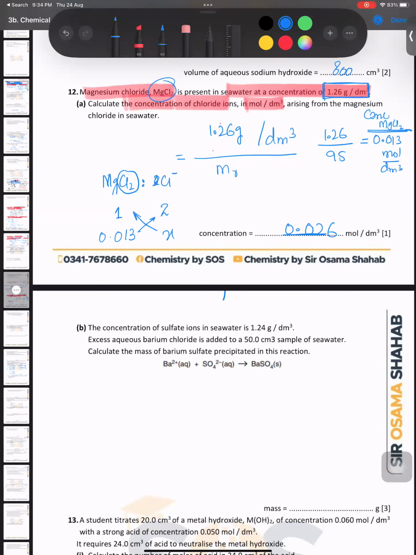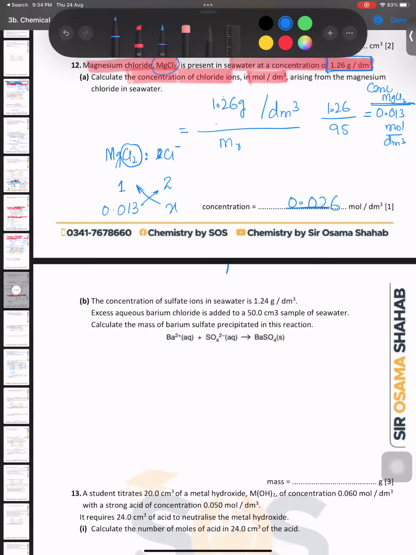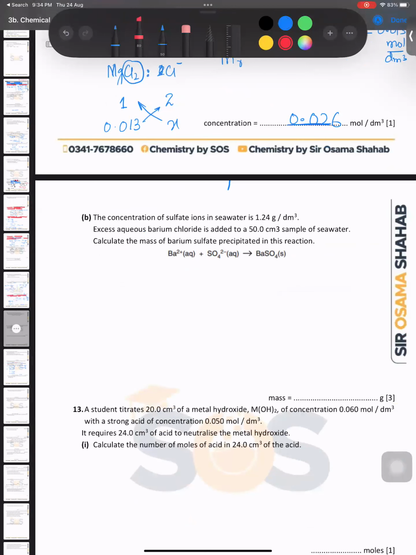The double of, you can say, magnesium chloride, if you talk about the concentration of only chloride. The same situation we have in part B as well. The concentration of sulfate ions in seawater is 1.24 grams. Excess aqueous barium chloride is added. Calculate the mass of barium sulfate formed.